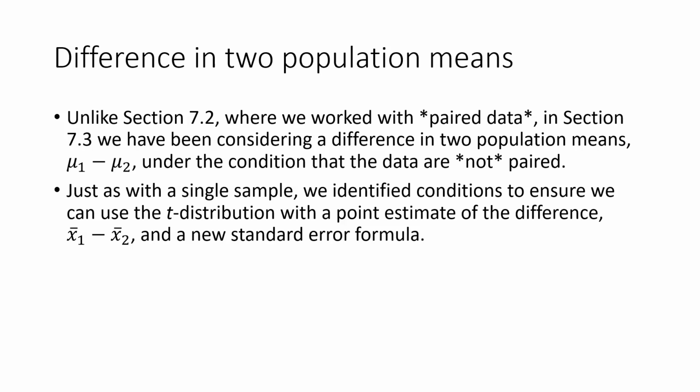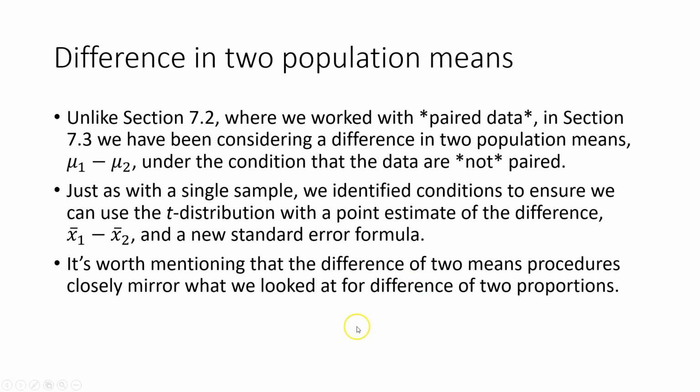Just as with a single sample, we have identified conditions to ensure we can use the t-distribution with a point estimate of the difference of two sample means and a new standard error formula. It's worth mentioning that the difference of two means procedures closely mirror what we looked at for the difference of two proportions.